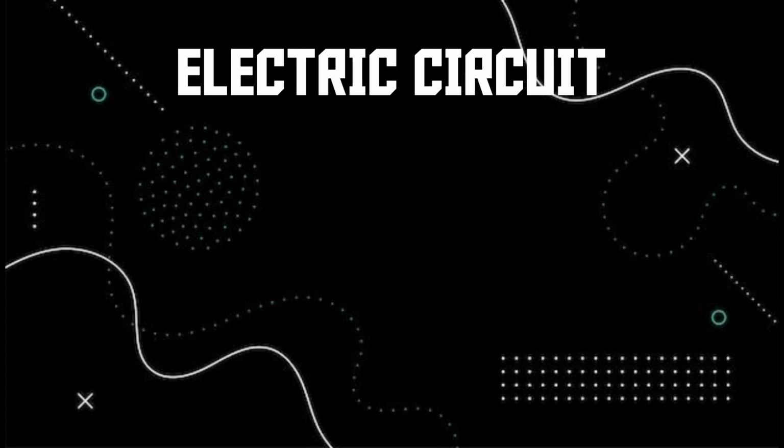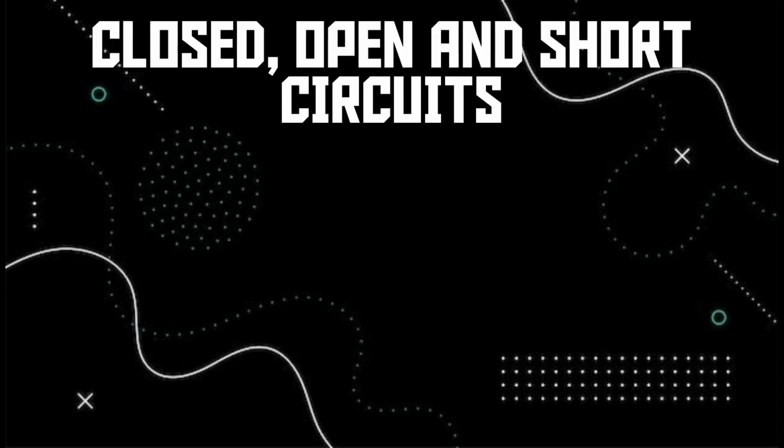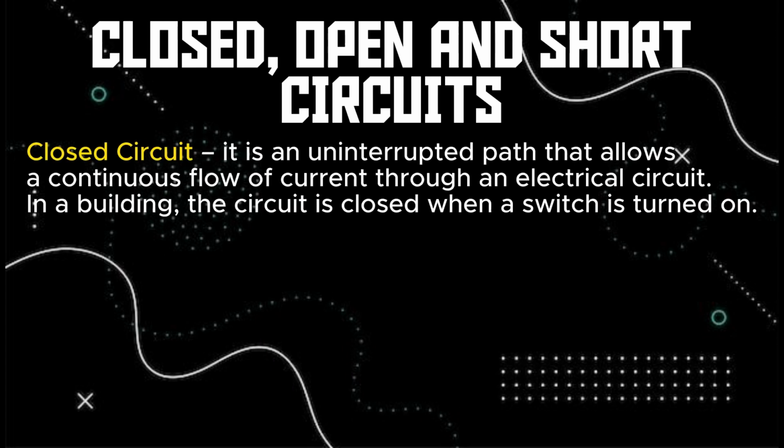Electric circuit. An electric circuit is a collection of electrical elements interconnected in some specific way through which electric current flows or is intended to flow. Closed, open, and short circuits. Closed circuit. It is an uninterrupted path that allows a continuous flow of current through an electrical circuit. In a building, the circuit is closed when a switch is turned on.